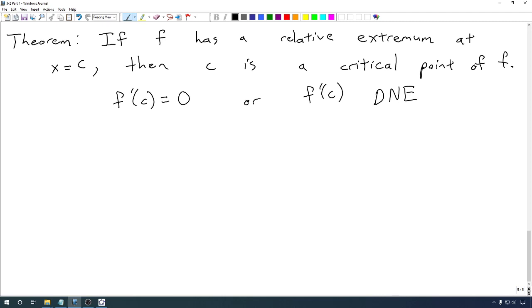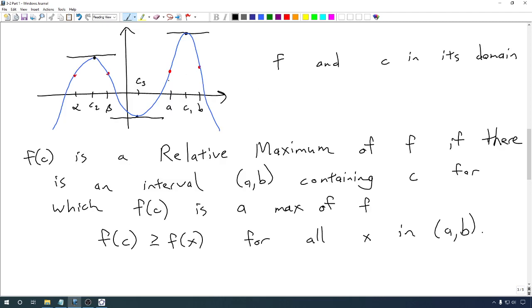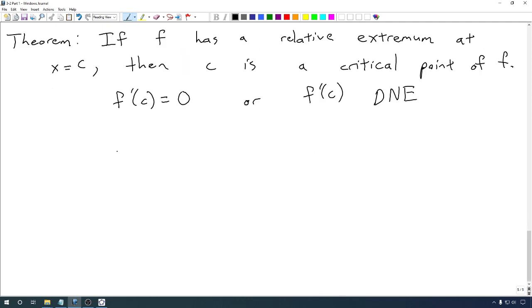And hopefully you can see why that's true from what I have here. If it does have a derivative, it definitely has to have a slope of 0 at that point. If it doesn't have a derivative, then calculus still tells us something: it identifies that as a point that we want to be looking at. But the point of this theorem is that it simplifies our search when we're looking for relative extrema.